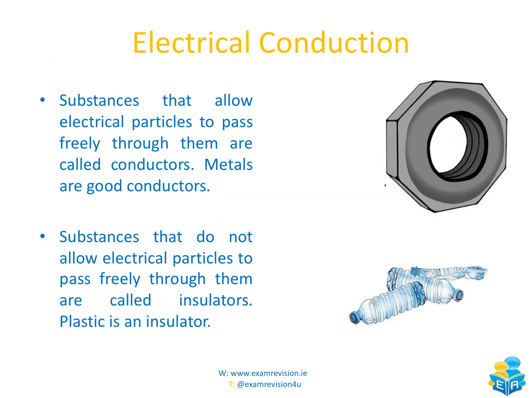Now we're going to talk about electrical conduction. So substances that allow electrical particles to pass freely through them are called conductors, and metal is a good example of a good conductor. Substances that don't allow electrical particles to pass freely through them, however, are called insulators, and plastic is a really good example of an insulator.